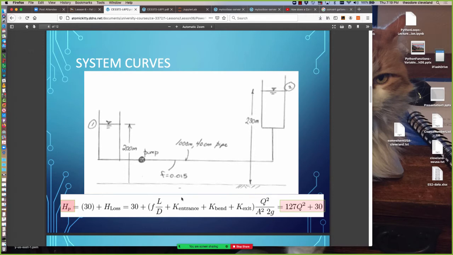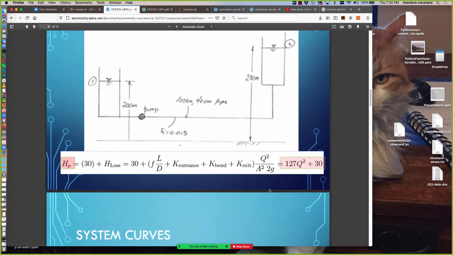If we perform all the indicated arithmetic with these particular numbers, we come up with the added head of the pump for this system to work equal to 127 Q squared plus 30. So the shutoff head for this system is 30 meters. That's when Q goes to 0. And any flow rate bigger than 0 is 30 meters plus whatever energy is required to overcome friction.